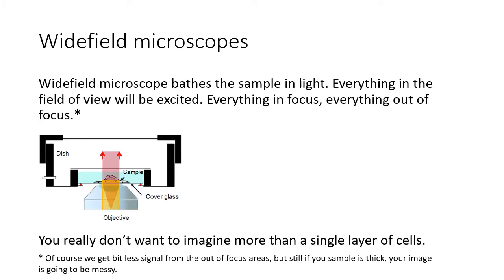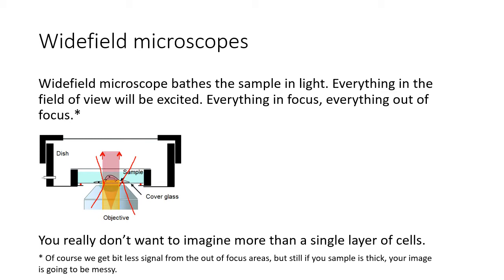The wide field microscopes are quick and effective because in effect they bathe your sample in light. Everything in the field of view will be excited. Everything in focus, everything out of focus, even if of course the stuff out of focus will be excited less than the stuff in focus. So we have light coming into the sample, and then light going through the sample, and everything in the sample will be hit by the light. This means that you don't want to image anything that has more than a single layer of cells if you can help it, even if the out of focus light will give you less signal than the in-focus light.